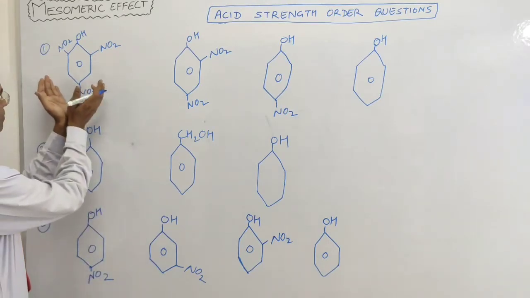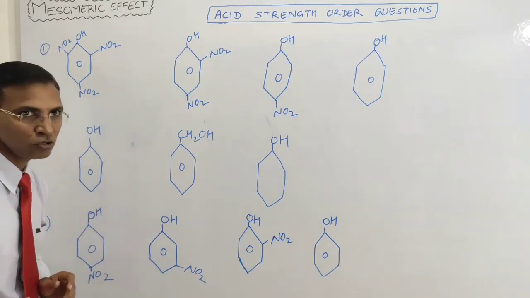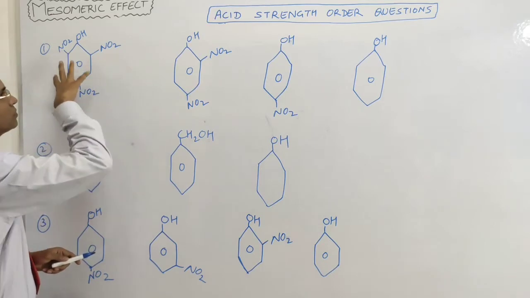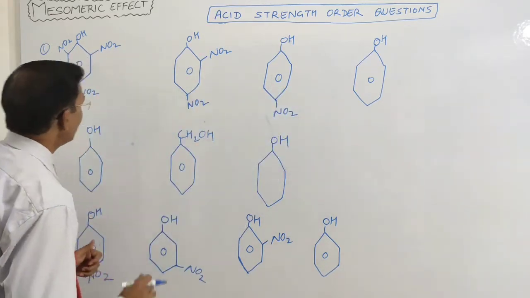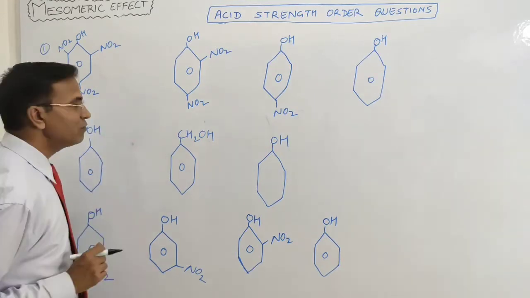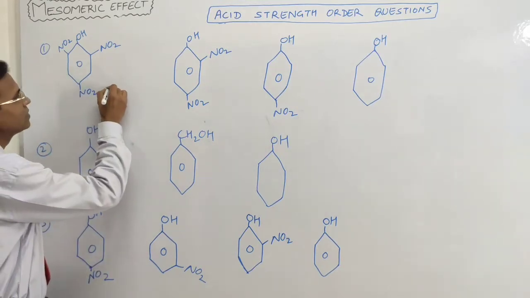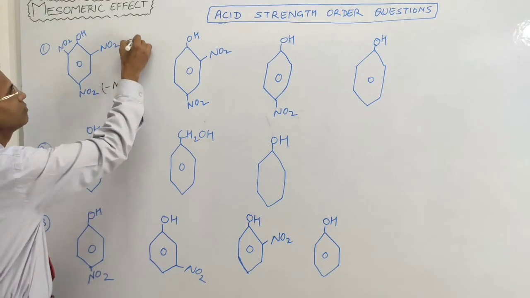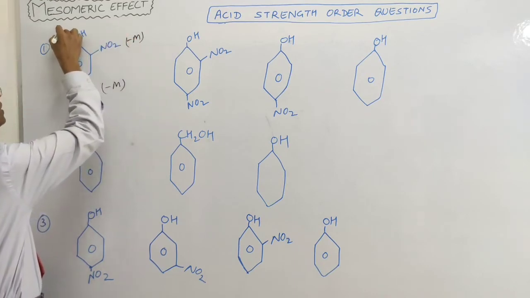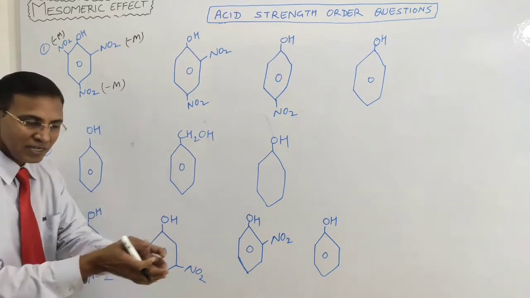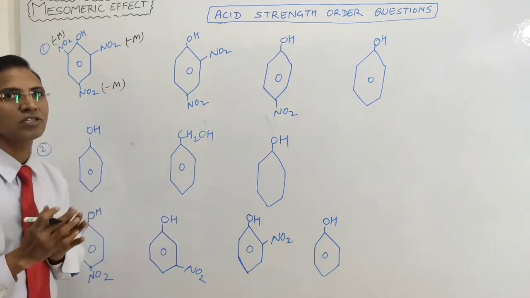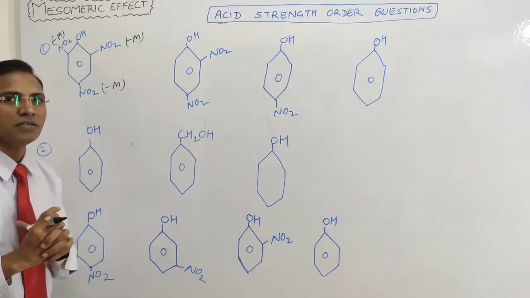Now these benzene rings are substituted with nitro groups. Here there are 3 nitro groups, here 2 nitro, 1 nitro, and here neither kind of nitro is there. The nitro group shows a minus M effect. That means here minus M, here minus M, here minus M; 3 minus M groups are there. Minus M means it withdraws the electron system from the species.